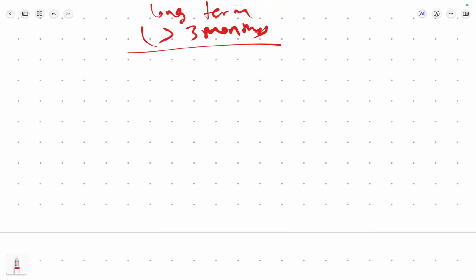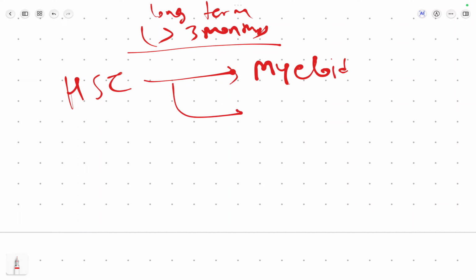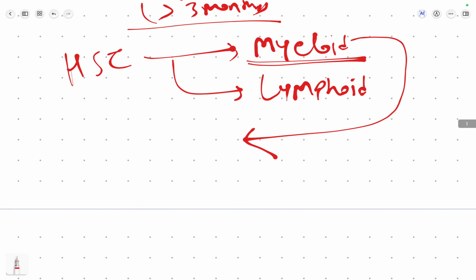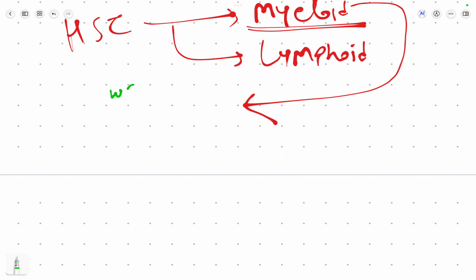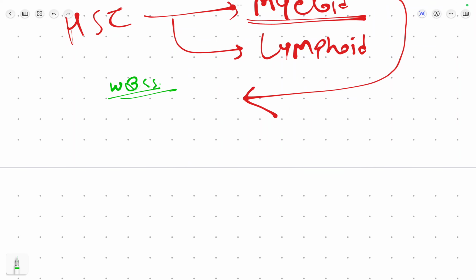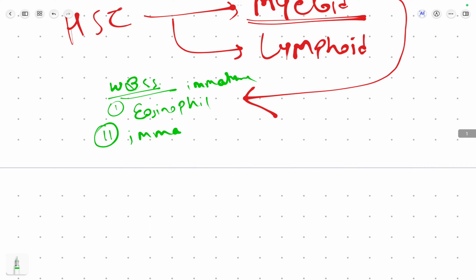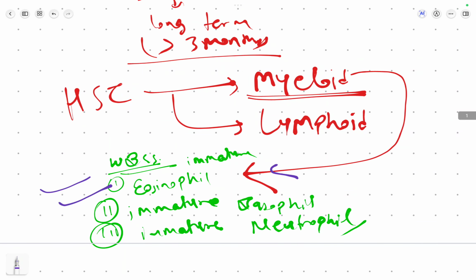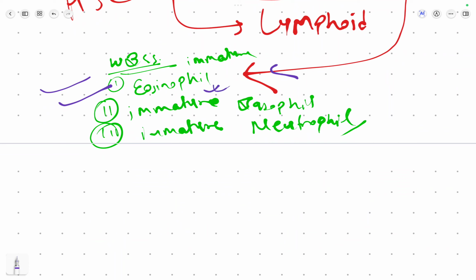So if you know, there are hematopoietic stem cells, and they go under the myeloid series and the lymphoid series. So there is overproduction of progenitors of the myeloid series, especially the WBCs. So what are those? The first one is eosinophil, and that is an immature one. There is immature eosinophil, immature basophil, and immature neutrophil. So instead of fully matured cells, there are immature granulocyte WBCs.